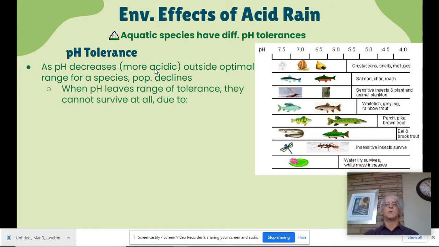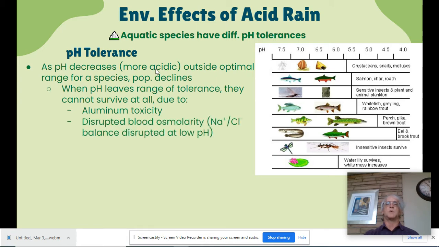When pH leaves the range, they cannot survive at all, because sometimes aluminum will increase with more acidity, causing death. It disrupts their blood osmolarity, which means the sodium chloride balance. It affects coral growth by reducing skeletal density.